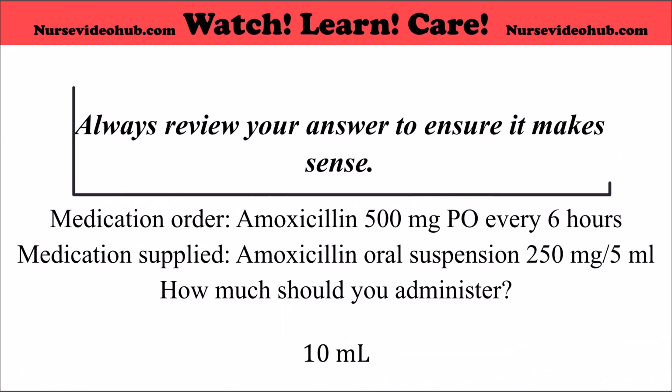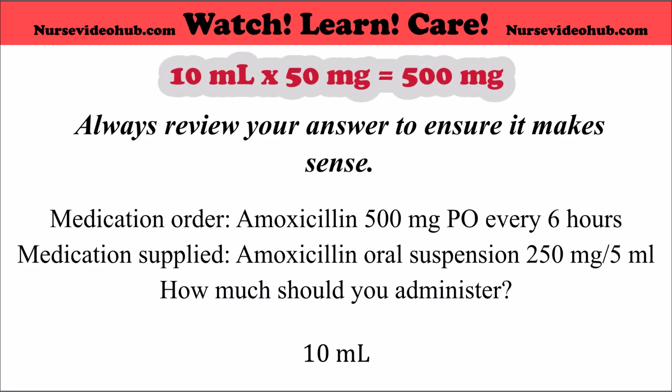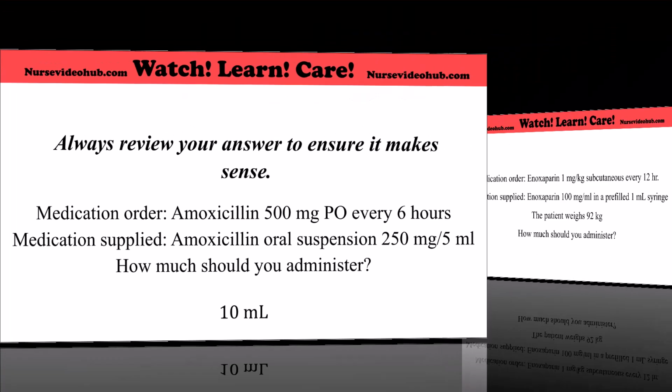Always review your answer to ensure it makes sense. The reverse method is to multiply the amount to be administered, 10 milliliters, by the concentration available, 50 milligrams, which is calculated by 250 divided by 5. And that equals the prescribed dosage, 500 milligrams.